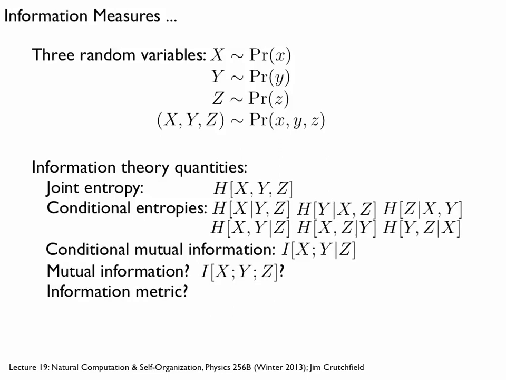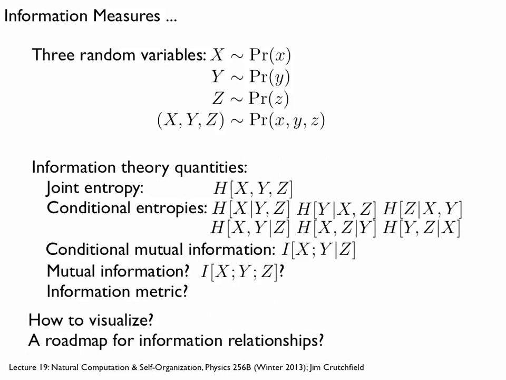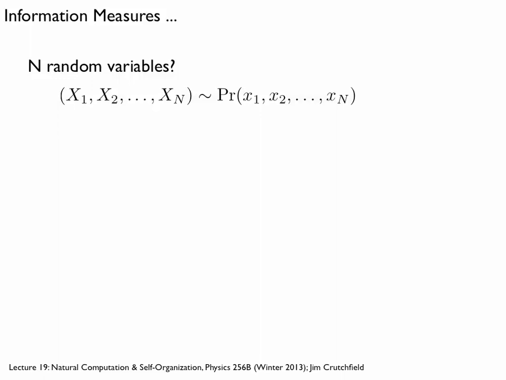But generally, how are we going to deal with this? How are we going to visualize things? Is there a similar kind of roadmap that we just had for the two-variable case? And then, of course, for n variables, we're now expecting this to get kind of messy.